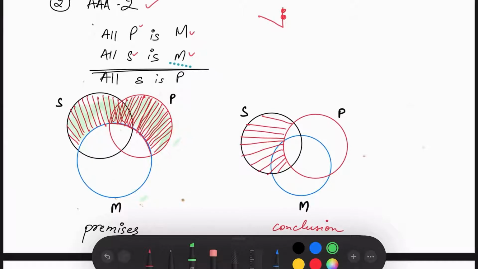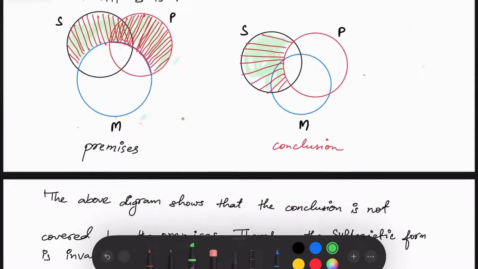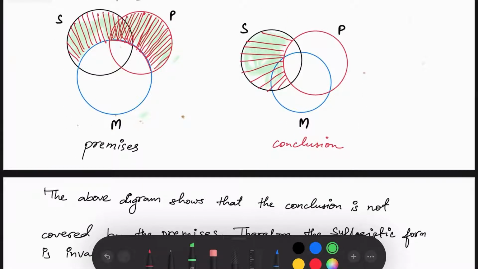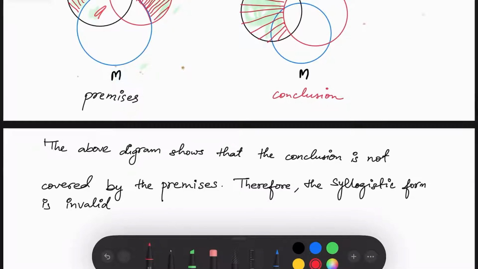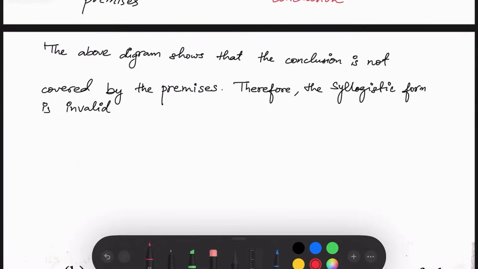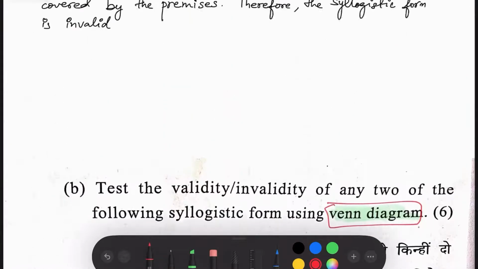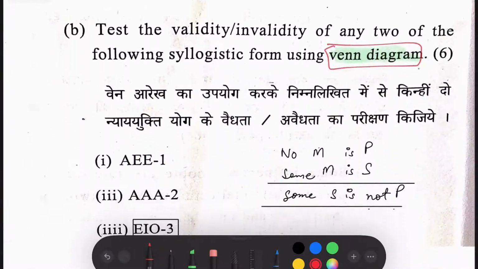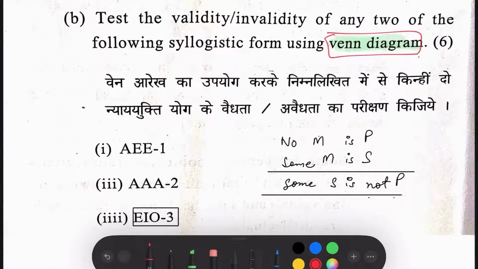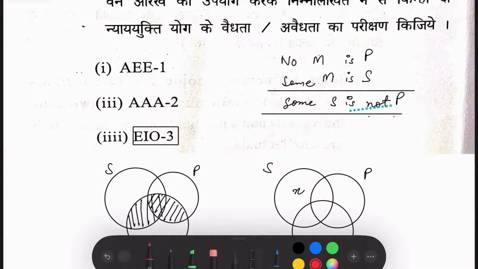And the conclusion is all S is P. So in all S is P, this whole part is shaded. And then again you can see that what the premises give and the conclusion is different, and at the same time this particular part is not covered. So the diagram above shows that the conclusion is not covered by the premise, therefore the syllogistic form is invalid. Now so this is it, I guess. And then test the validity. So we were solving this particular question, we are done with this, and let's move to the last one.